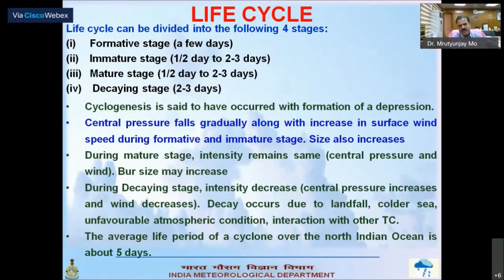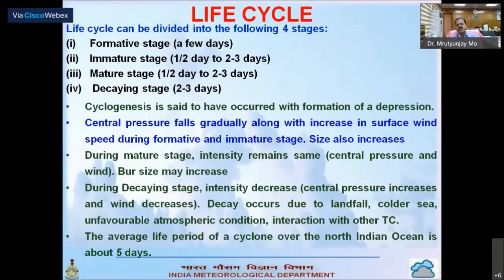Now if you look at the life cycle of a cyclone, you will find that in general, a cyclone has a life period of about 5 to 7 days. In the Indian Ocean region, that is Bay of Bengal and Arabian Sea, the average life period is about 5 days. During these 5 days, there are 4 stages of the cyclone. The first stage is the formative stage, the second stage is the immature stage, or you can say growing stage, the third stage is the mature stage, and the fourth stage is the decaying stage of the cyclone.